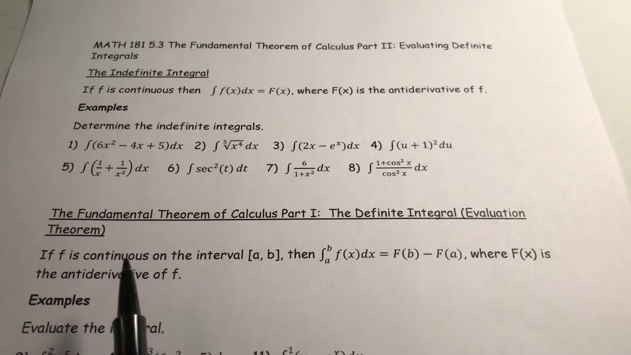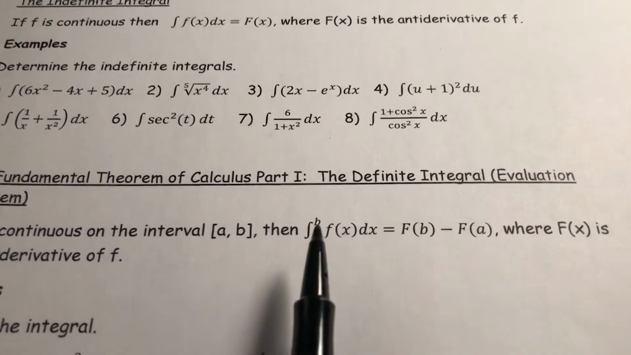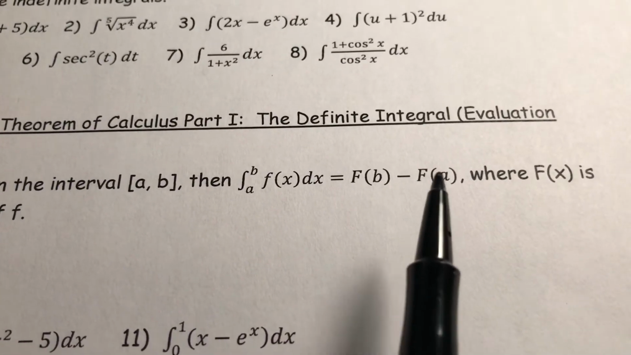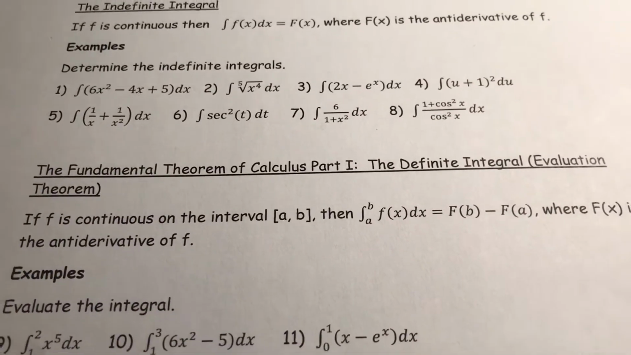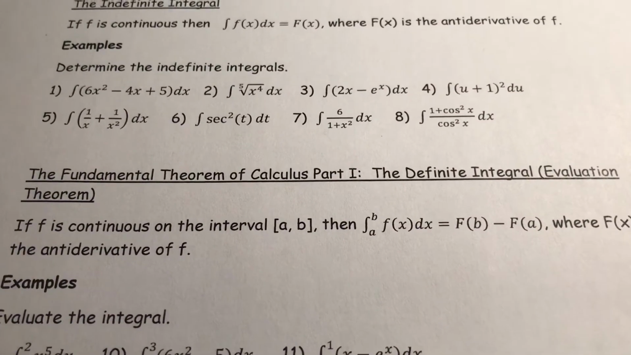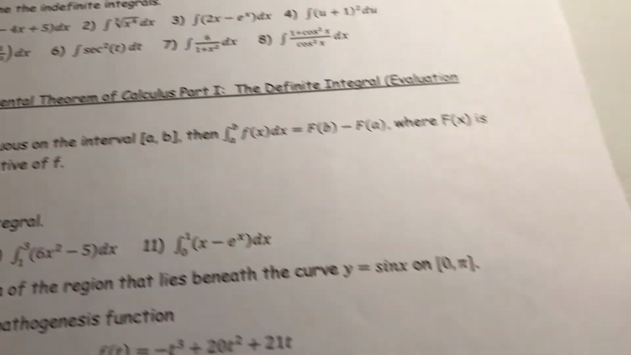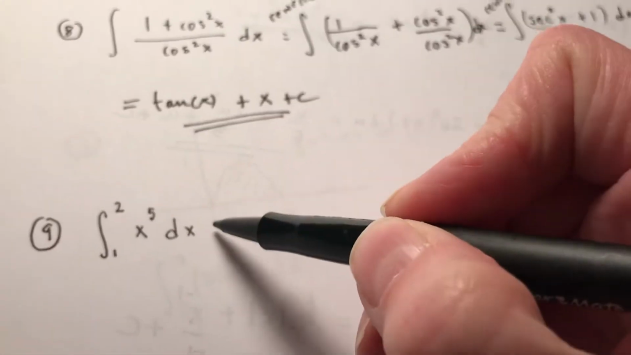says if f is continuous on the interval from a to b, then the integral from a to b of f of x dx is capital F of b minus capital F of a, where capital F of x is the antiderivative of f. So we are going to be doing a computation. So I'm going to start with number 9, and here's what we do.